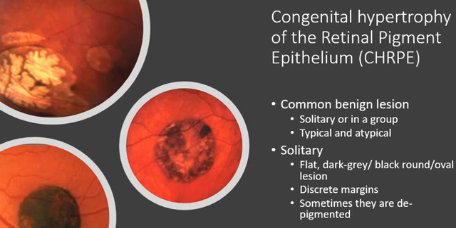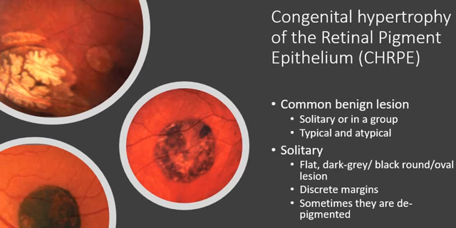Now, they can be either solitary, as you can see the ones shown here, or they can hang out in a little group of maybe 2 or 3. This one here has got a little group of them, but these two are solitary. And they can also be what's known as typical or atypical.